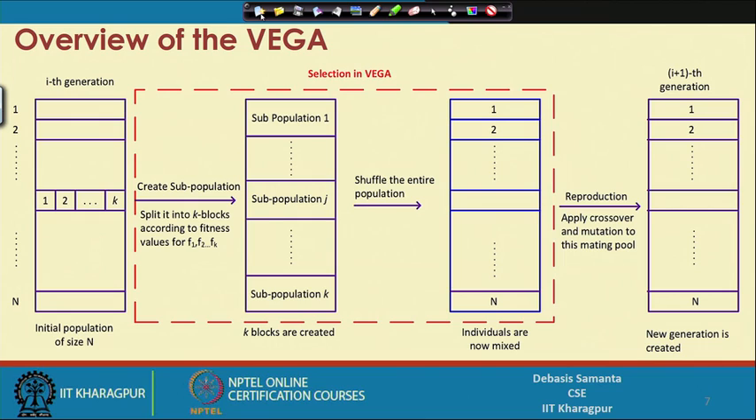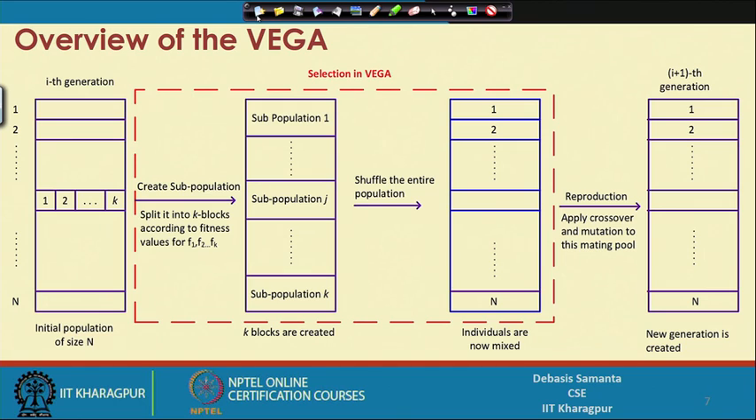Now, given this is the population at any instant, our next task is to create subpopulations, like this. If this is the entire population, then we have to select a block of size m by k. So there are k number of blocks.